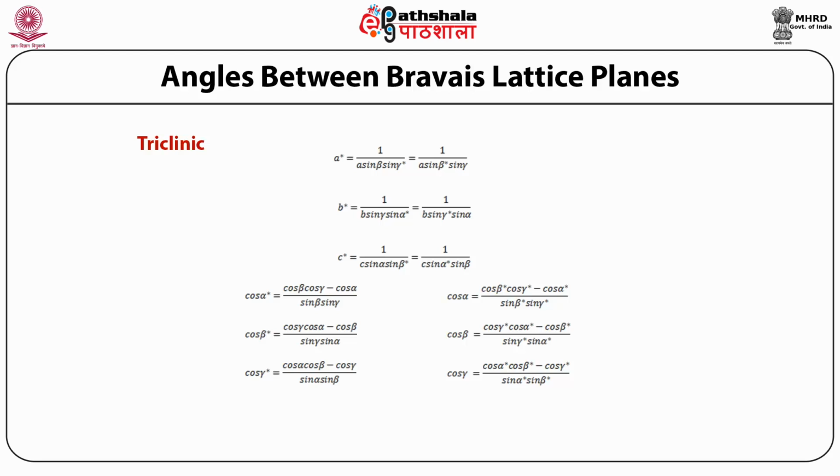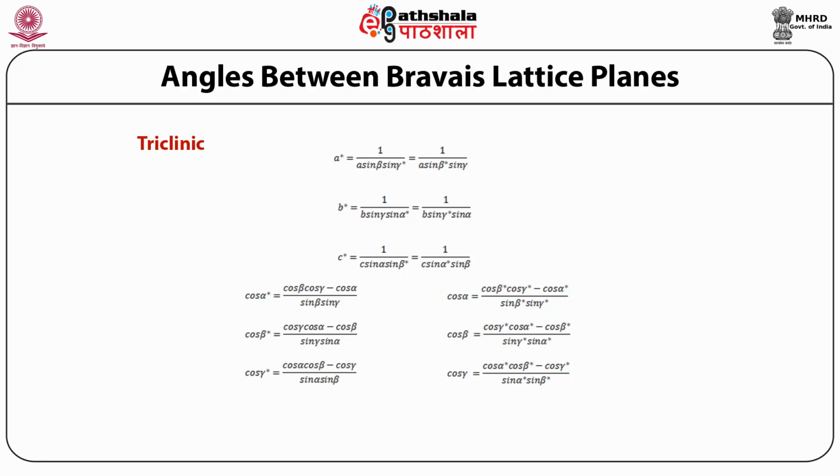B star will be 1 by B sin gamma sin alpha star, which is also equal to 1 over B sin gamma star sin alpha, and C star equals 1 by C sin alpha sin beta star, which can also be written as 1 over C sin alpha star sin beta.